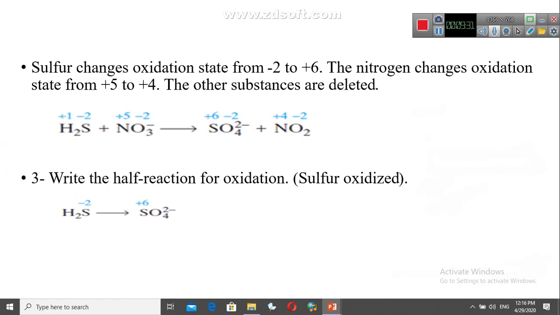For this, we write H2S, because it contains sulfur going from negative 2 to positive 6. This is the sulfur oxidized. Then, step by step, we balance the atoms.